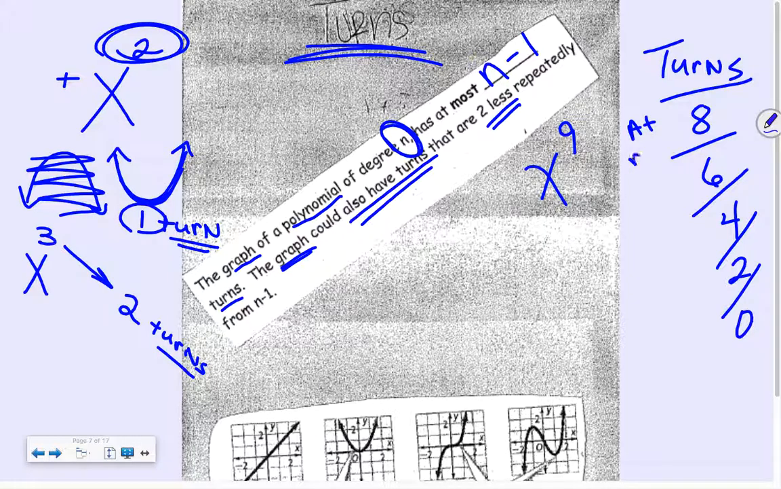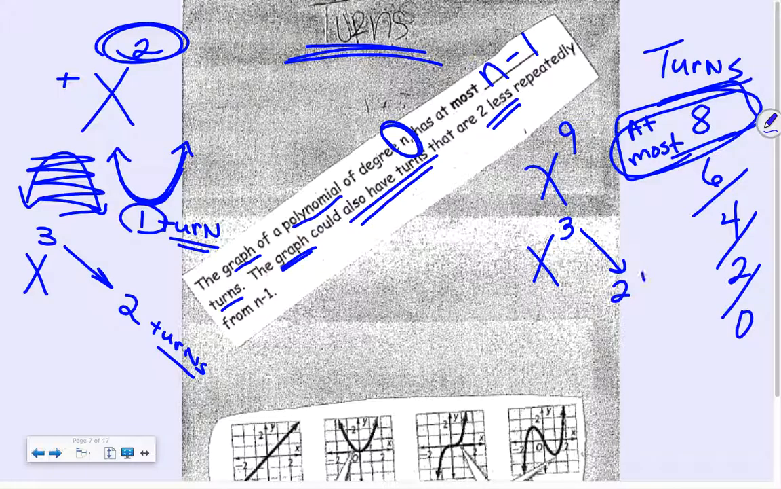8. So guys, that's an important part of this. At most it could turn 8 times, that's it. Then it could turn 6 or 4 or 2 or 0. You never know until you actually start graphing, but at the very most it's 8. Are you okay with that? So what if I gave you this one, x cubed turns what? 2 times. 2 turns at most.